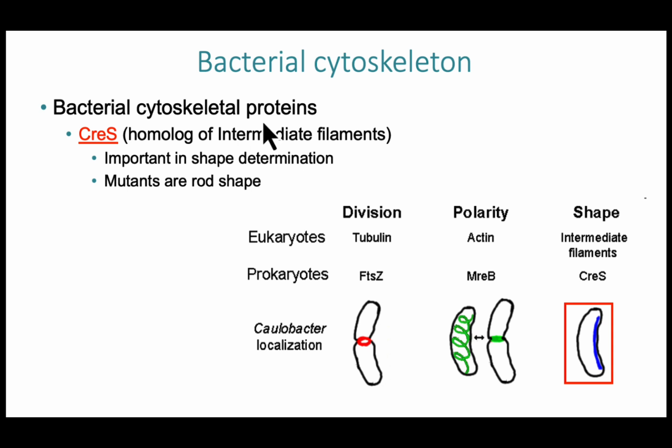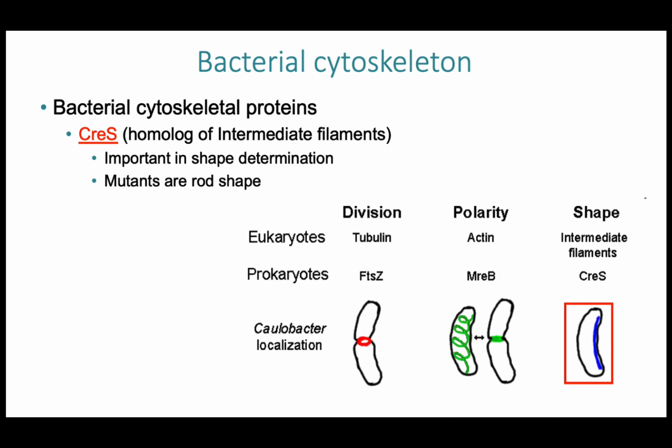And then finally, there's this protein called CreS. It's similar to intermediate filaments. In this particular species called Caulobacter, we're trying to illustrate here that they're curve-shaped a little bit. If they don't have this protein, then they're a total rod. They lose the curve that makes up their cell shape.